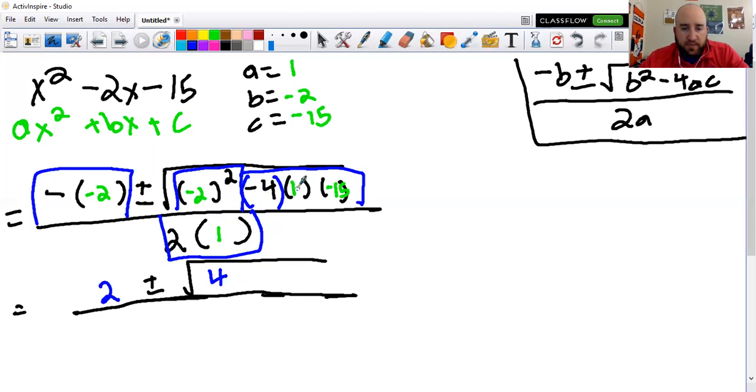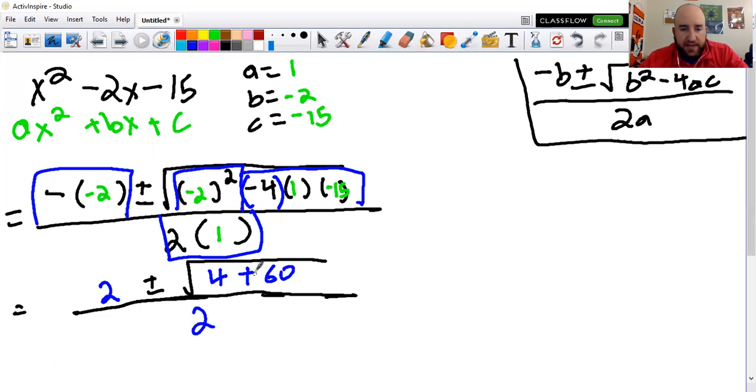So -4 times 1 is still -4, times -15. 15 times 4 is 60. A negative times a negative is positive. So that's going to give me +60, over 2 times 1, which is 2. So I've gotten my 4 numbers.